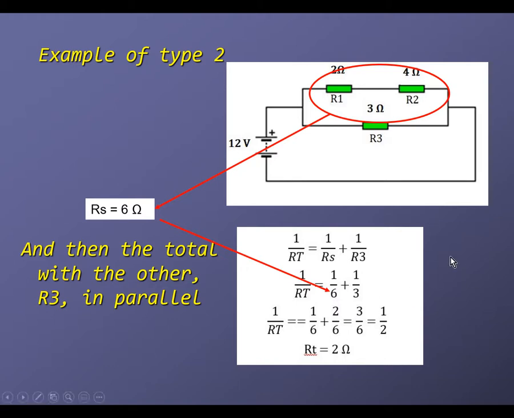So with these two methods, you should be able to simplify or to solve any circuit just by solving type 1 or type 2 resistance. Okay, so I hope you know how to face many different circuits.